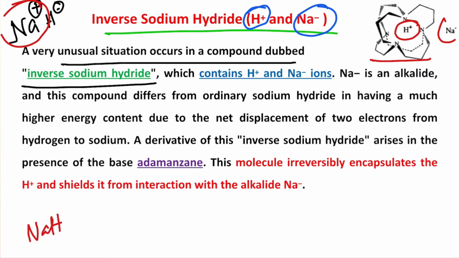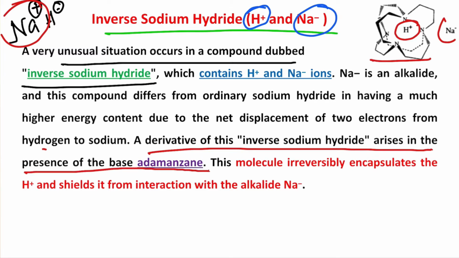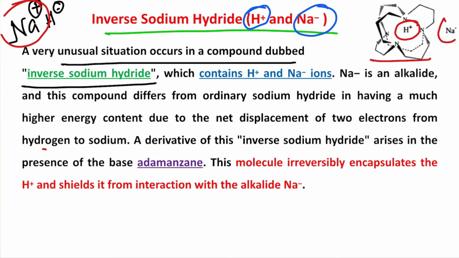So we have understood this thing. And now, due to displacement of 2 electrons from hydrogen to sodium, a derivative of these inverse sodium hydrides arises in the presence of the base adamanzane. What do I mean? This adamanzane is the ligand shown here.